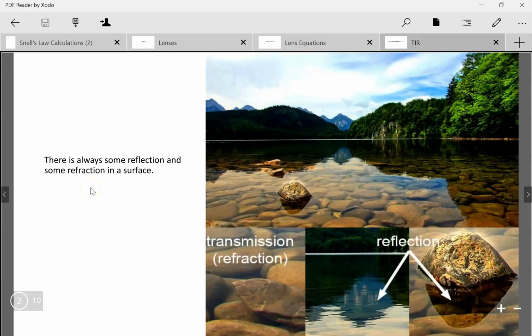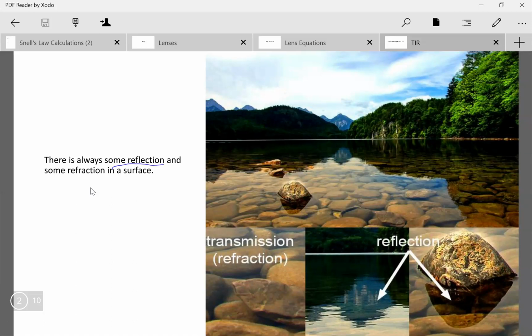Okay, so first things first, we always have to acknowledge that on any given surface there's always going to be some reflection and some refraction. Hopefully, all of you have done the lab where you took the glass prism and shone a light through, and you saw the light bend either away or towards the normal depending on which medium was first.